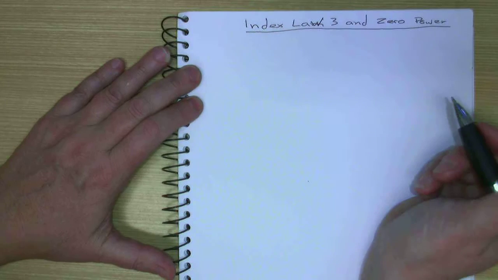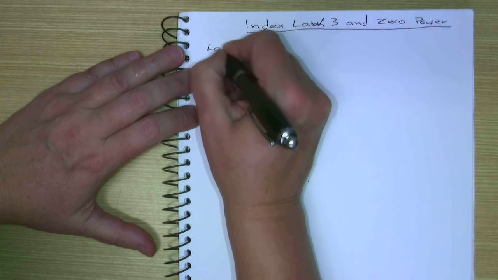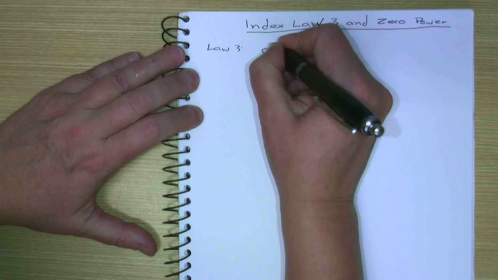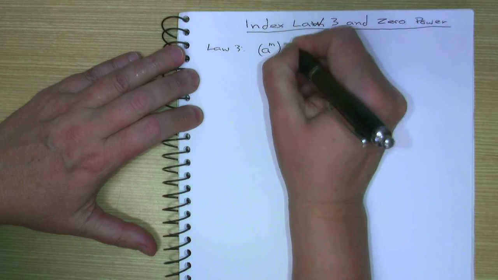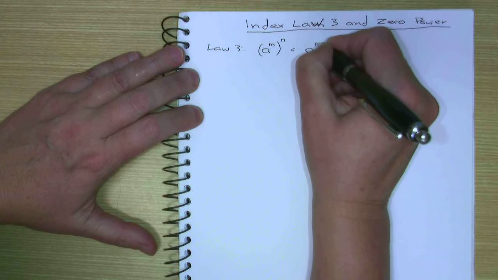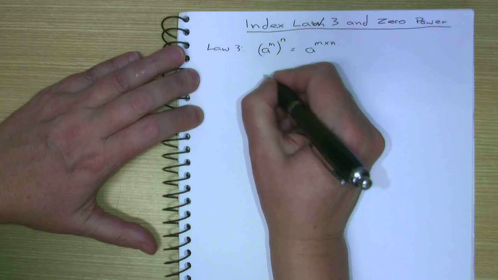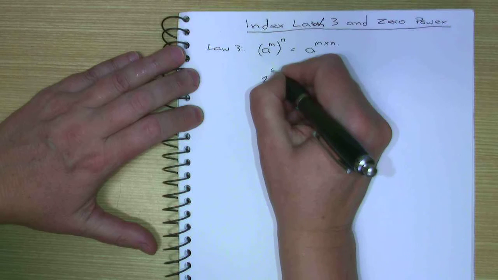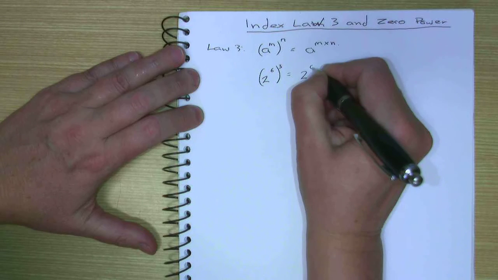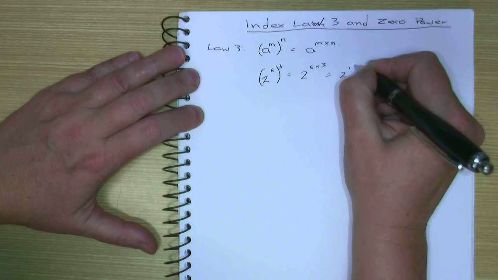In this video I'm going to look at index law 3 and the zero power. So let's look at law 3. Law 3 says anything to the power of something to the power of something else equals those powers multiplied together. An example with that would be if I had 2 to the power of 6 to the power of 3, which would be 2 to the power of 6 times 3, which is 2 to the power of 18.